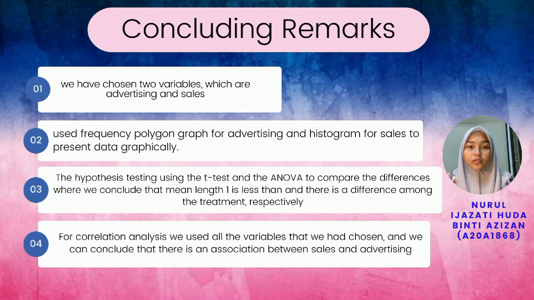Okay, next we use a frequency polygon graph for advertising and histograms for sales to present the data graphically. Okay, next is the hypothesis testing using the t-test and the ANOVA to compare the differences, where we can conclude that the mean length is less than and there is a difference among the treatments respectively. Okay, last one is correlation analysis. We use all the variables that we have chosen and we can conclude that there is an association between sales and advertising. Okay, that's all from us. Thank you.